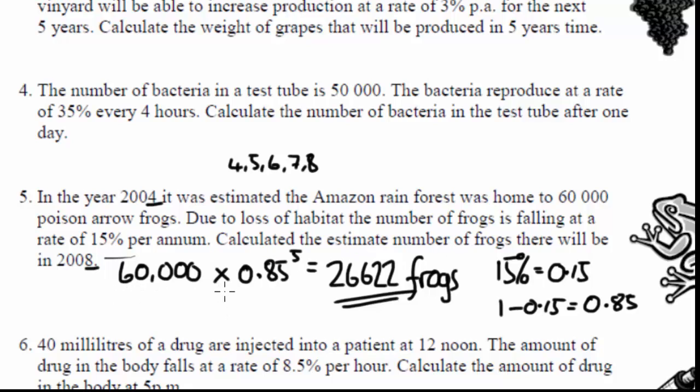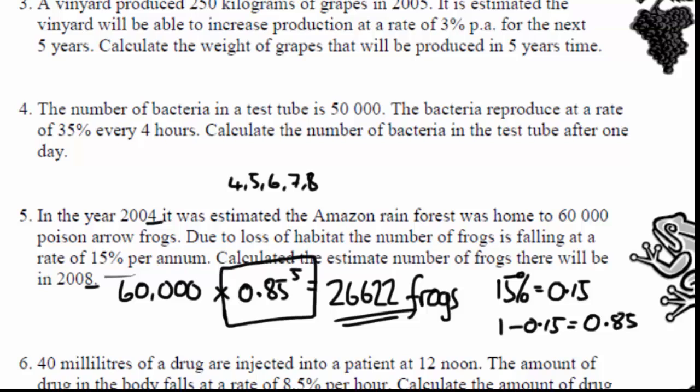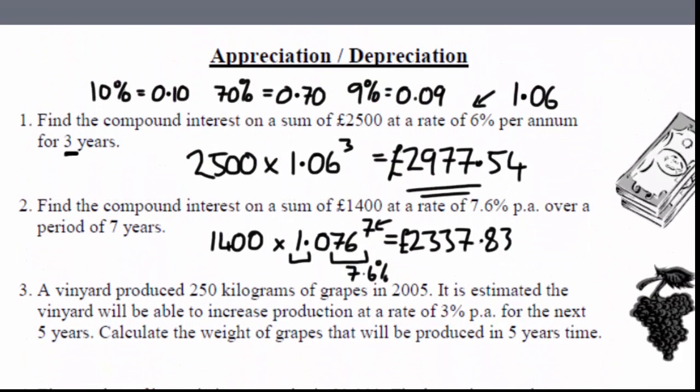So that's your multiplier. If it's smaller than 1, it's going to reduce the number, and if it's bigger than 1, it's going to increase the number. If it's decreasing, that's depreciation. If it's increasing, that's appreciation. But hopefully that's giving you a wee help.